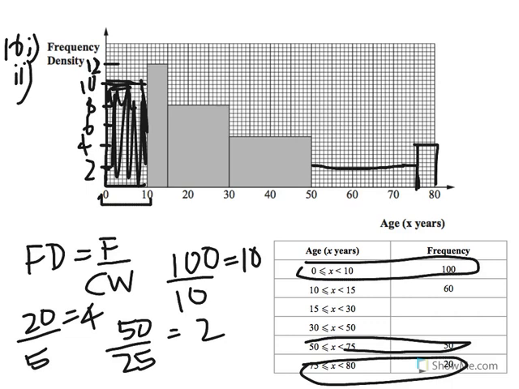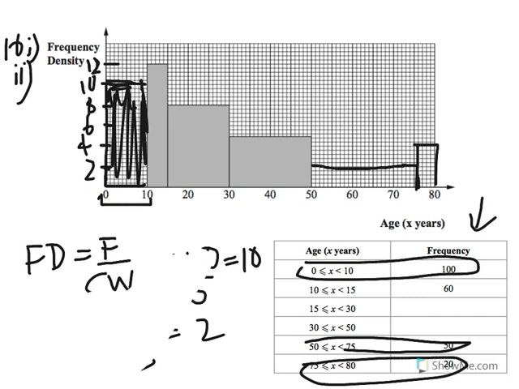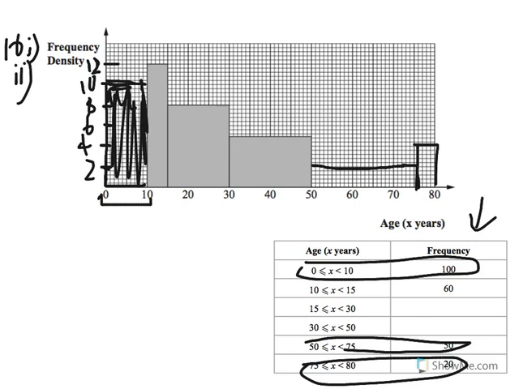Okay, now we need to fill in the table. So if we want to find out the frequency, we can just rearrange this formula, frequency density equals frequency over class width. We can multiply both sides by class width, and we can get a formula, frequency equals frequency density times class width.